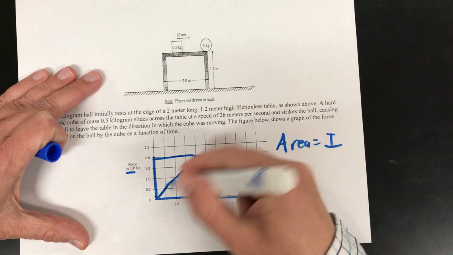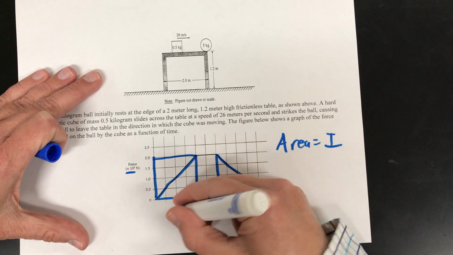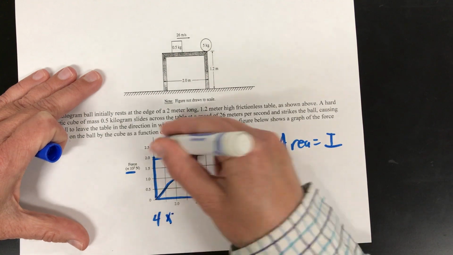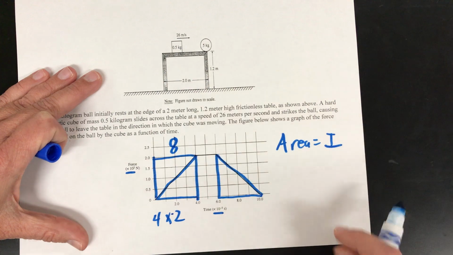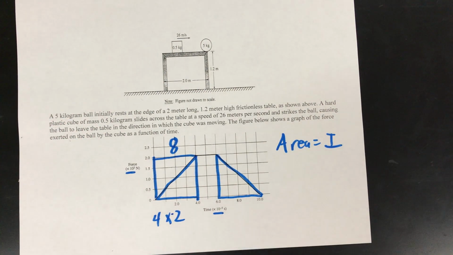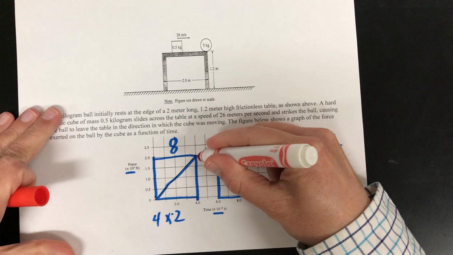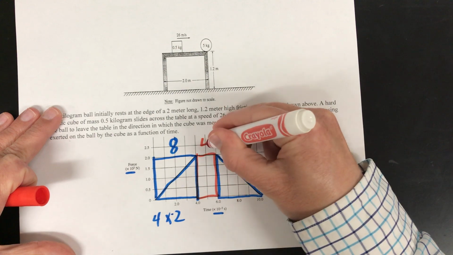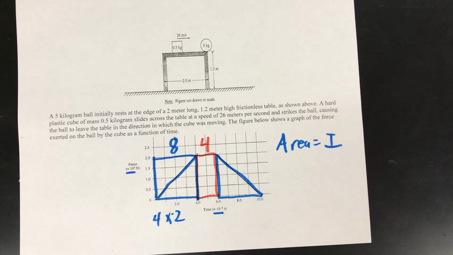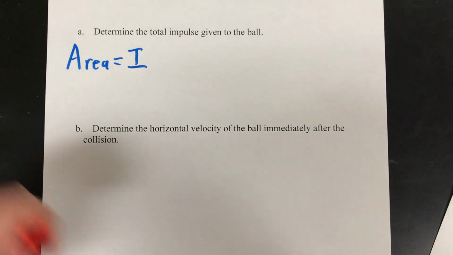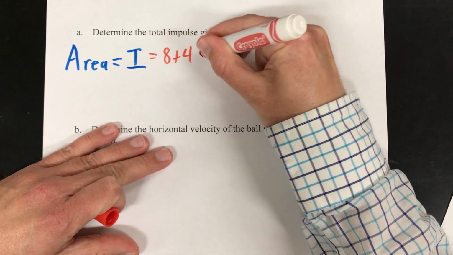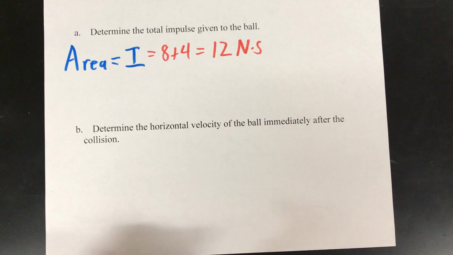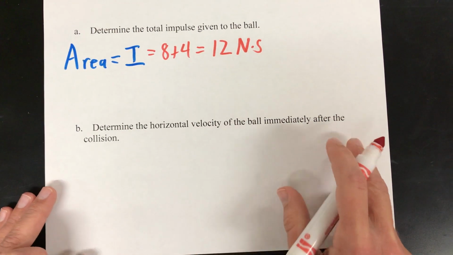So rather than doing 1/2 base times height and then multiplying that by 2 to get the two triangles, if I take that other triangle and just stack it here, I've got a rectangle. It is 4 by 2, so the area of this one is 8. So that is the impulse. And then inside of here, I've got this little rectangular area, and this one is 2 by 2, so the area of that one is 4. That means we have 8 plus 4 for a total impulse of 12 newton seconds.